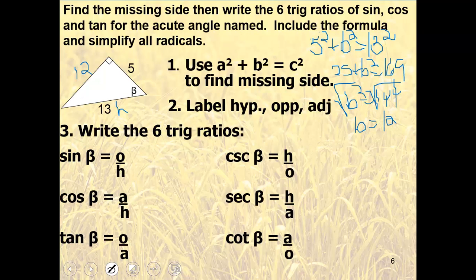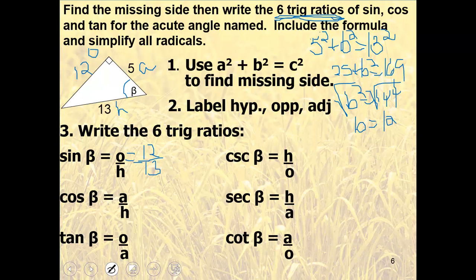I think I'm going to do all 6 trig functions, for just this one angle beta. So that means this is my adjacent, this is my opposite, and of course 13 is my hypotenuse. So here we go. My sine of beta is the opposite, which is 12 over 13. Very nice number. Just leave it just like that.